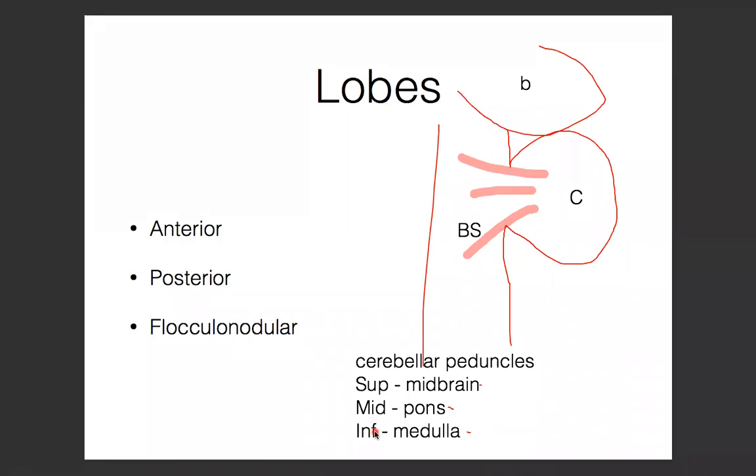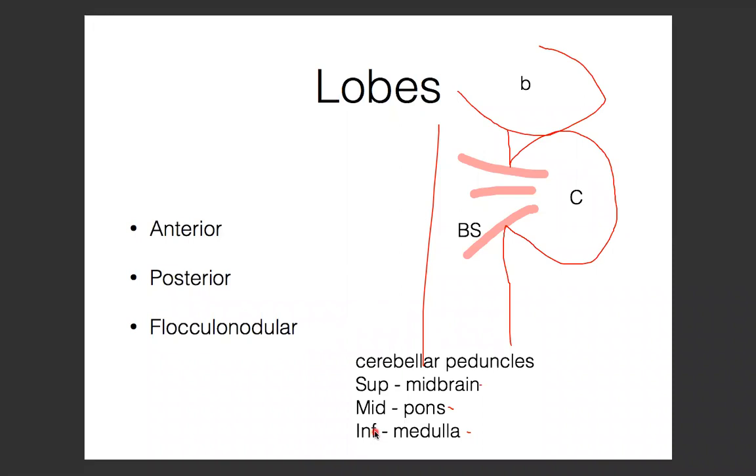Okay, I'll repeat. Answering questions: someone was asking about what the uvula is. It's just a structure of the vermis. I think we don't really care about it much functionally. For the vermis, the ones that are really important are the flocculus and nodulus.